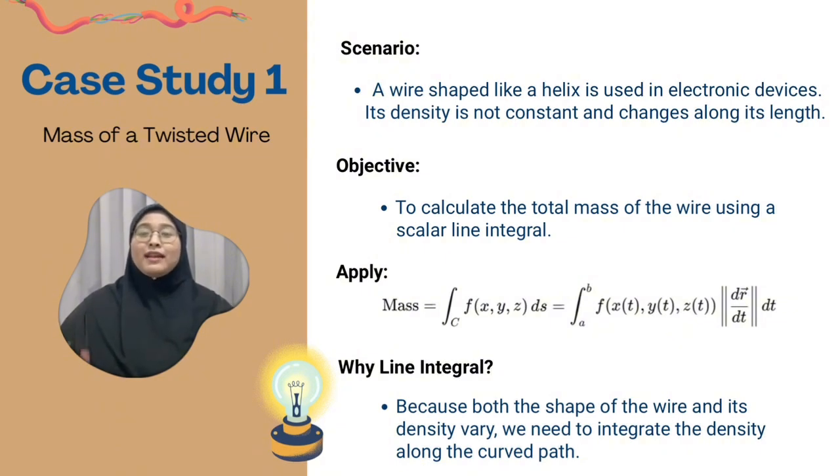Why do we use a line integral? Because both the shape of the wire and its density vary. We need to account for these changes as we move along the curved part of the wire.